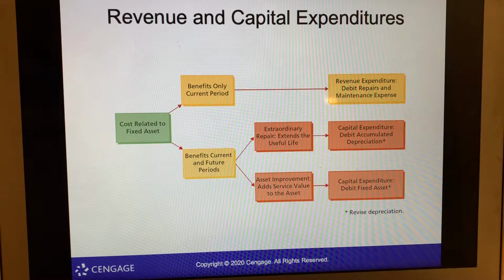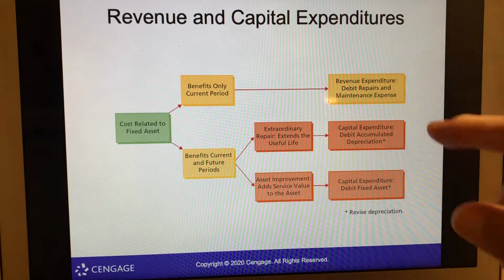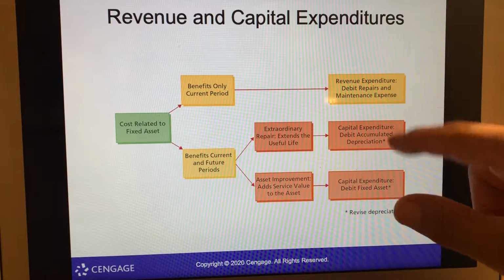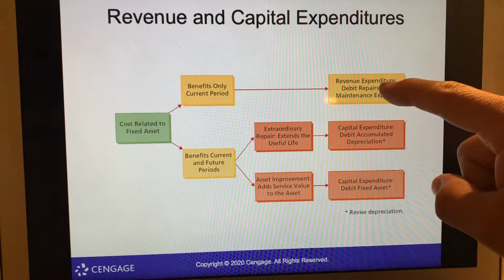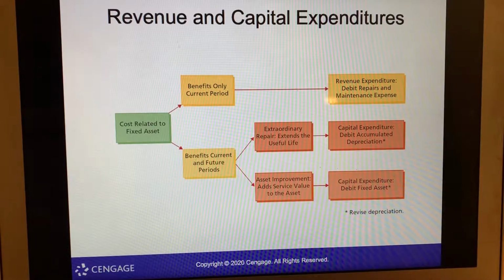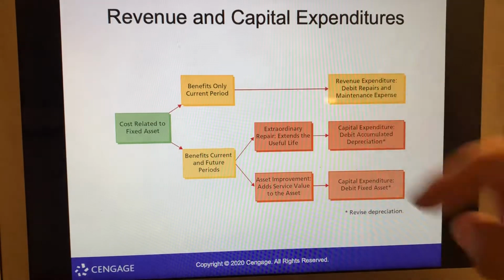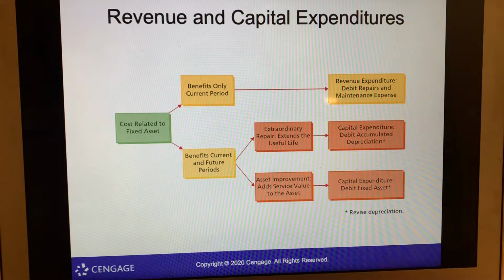then it's debit accumulated depreciation. Now, if the asset's improvement adds service value to the asset, then it goes to capital expenditure and we debit the fixed asset account. Okay, so that's kind of how these work. No matter which of these we use, our credit is always going to be cash, so keep that in mind. But these are the debits, of how you account for it, depending on what the benefit is.